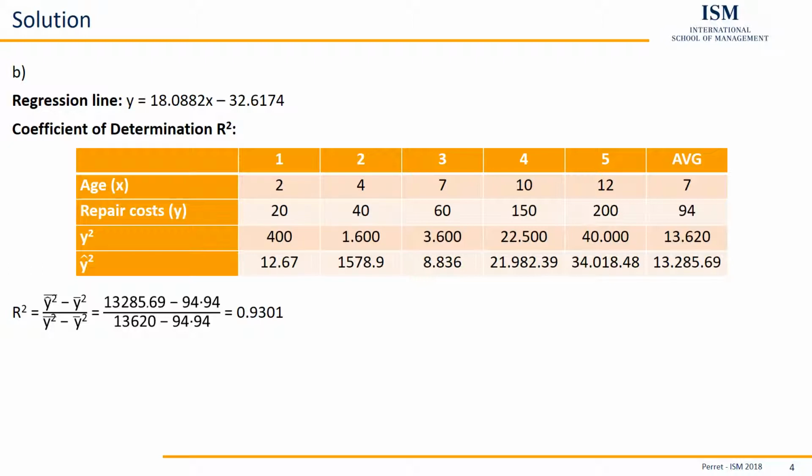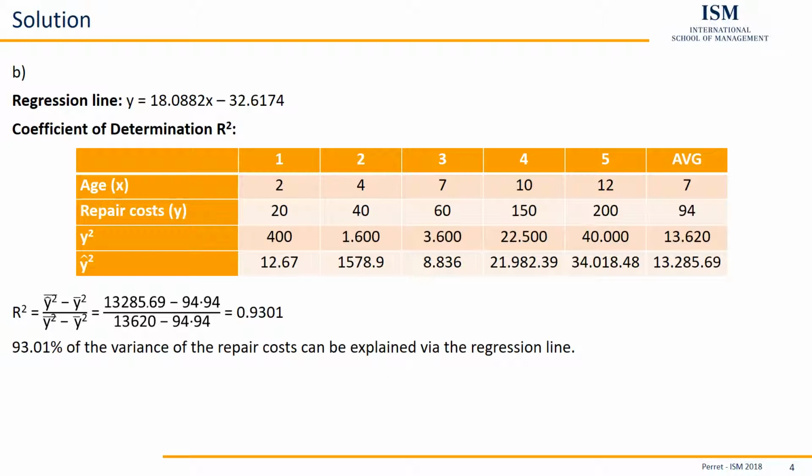And if we have this, we can also perform our F-test. That's part C. However, before this, we were asked, what does the 0.9301 actually mean? This means that our regression line, the one we determined in A, can explain 93.01% of the variance of the dependent variable, so of the repair costs. The F-test we're going to perform next tests whether this is actually a large enough share, so that we can say a significant part of the variance is explained via the regression line.